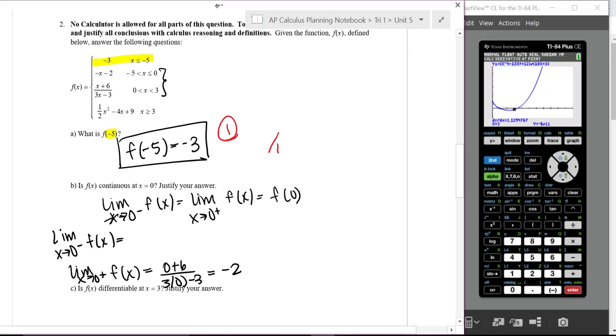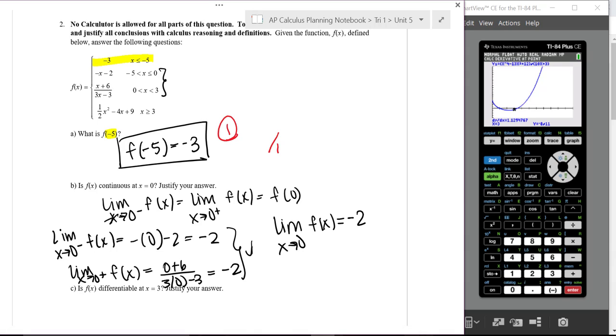We're going to change this guy to negative x minus 2, which is also negative 2. Those equal each other. And then I'm also going to say the limit as x approaches 0 of f of x is going to be negative 2. And then we also need to make sure that that limit equals the value of f of 0.